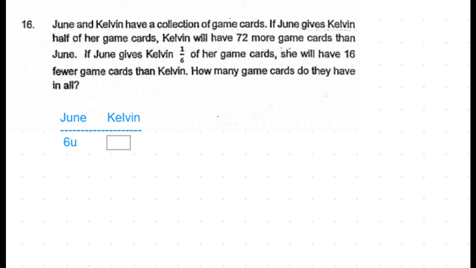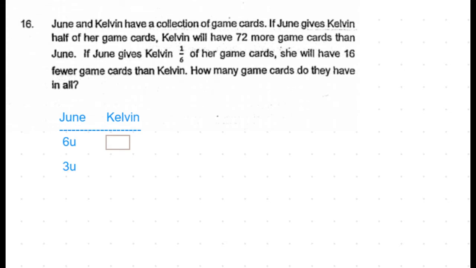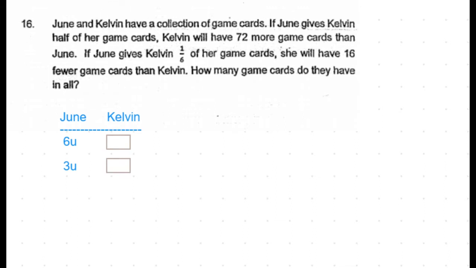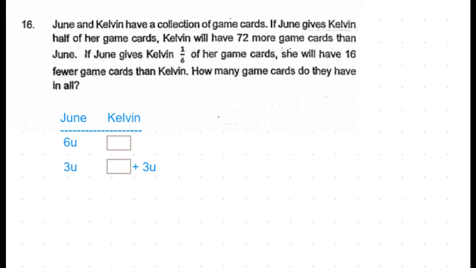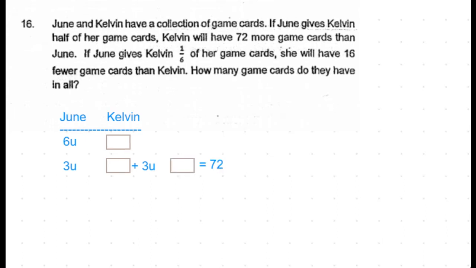Now if June gives half of her game cards, that means she gives 3 units. And then Kelvin has the same box and receives the other 3 units. Now Kelvin has 72 more game cards than June. So it just means the box is equal to 72, because Kelvin has 3 units plus 72 and June has 3 units. So the difference is 72, which means the original number of game cards Kelvin had is 72.